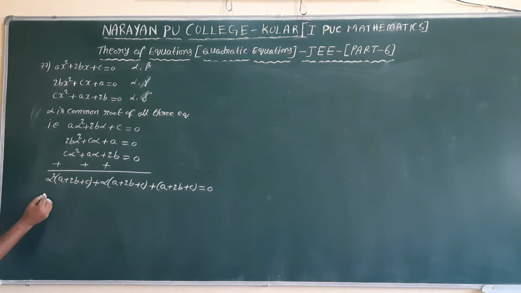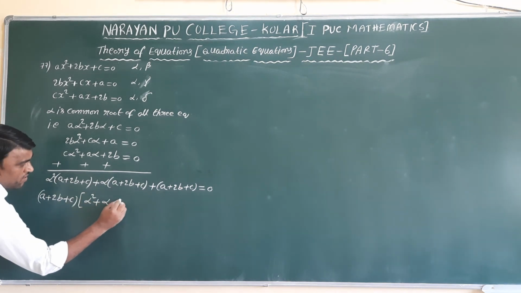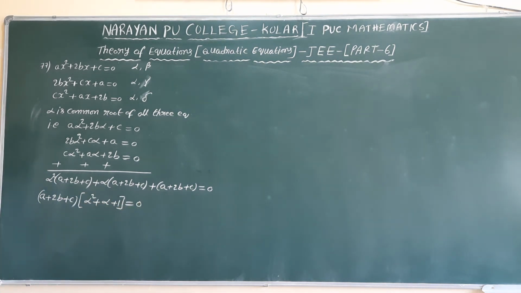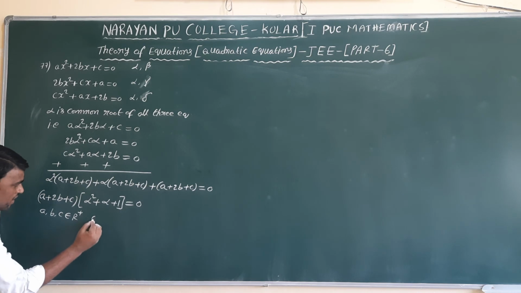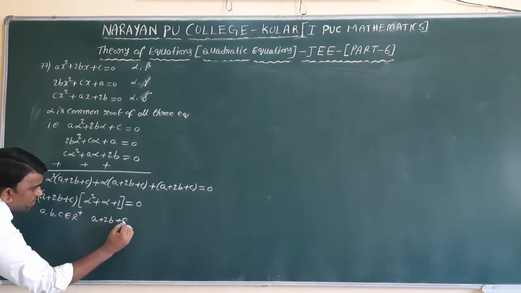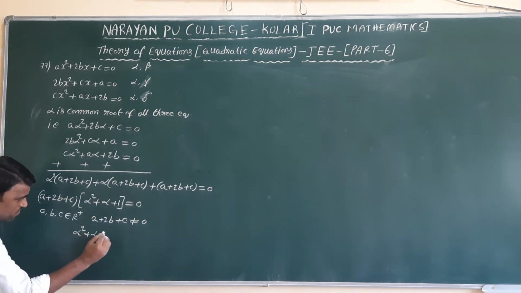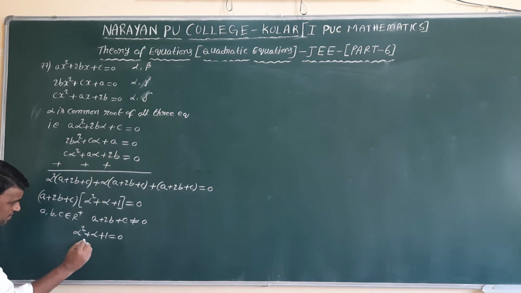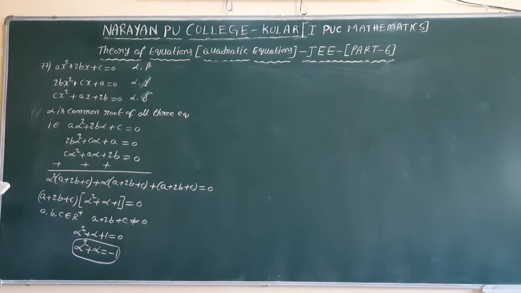Out of these, which term can we take common? a plus 2b plus c. The remaining terms are alpha square plus alpha plus 1 equal to 0. But a, b, c are given as positive real numbers. While adding these, we never get 0. So a plus 2b plus c is not equal to 0. Obviously the other factor is 0: alpha square plus alpha plus 1 equals 0. But it is asking for the value of alpha square plus alpha, that is minus 1. So option A is correct.